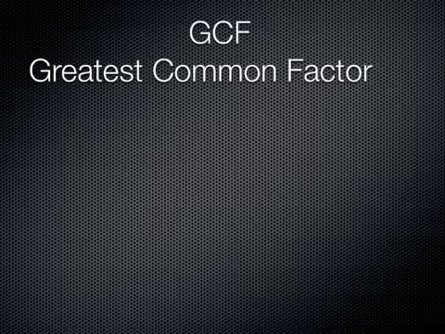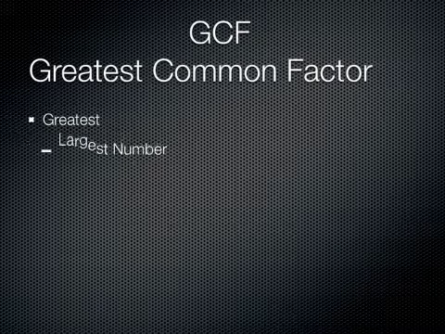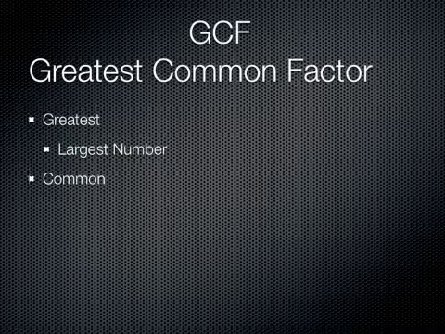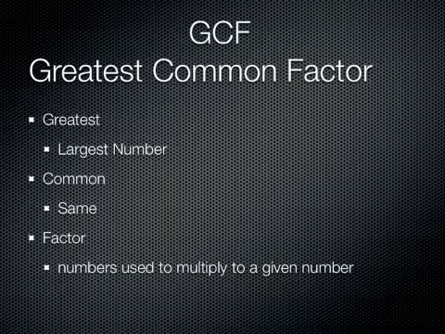You can see it's made up of three key terms. First term being greatest, and in this case, greatest means the largest number. And second word is common, and what we're going to be looking for is the same numbers. So we're looking for something that's the same. And then the last term is factor, which we should be familiar with, and that's just a number used to multiply to a given number.